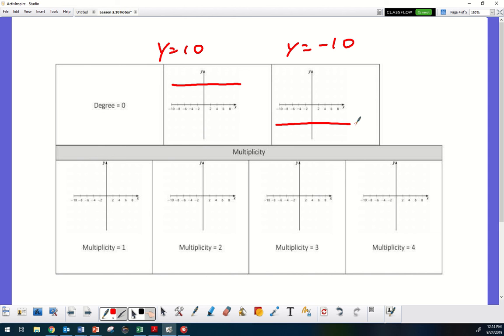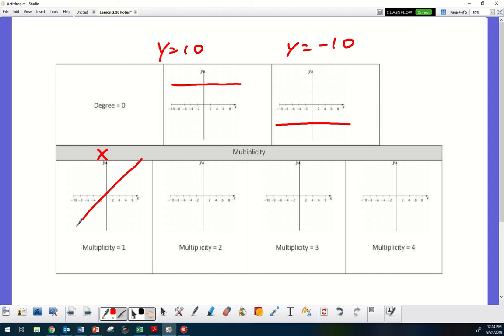Now, these multiplicities, so let's see. If this is x to the first power, which is just x, what's the slope of that line? Rise over run, it's up 1 over 1. So this one's just going to look like that. So that's going to be a 1.